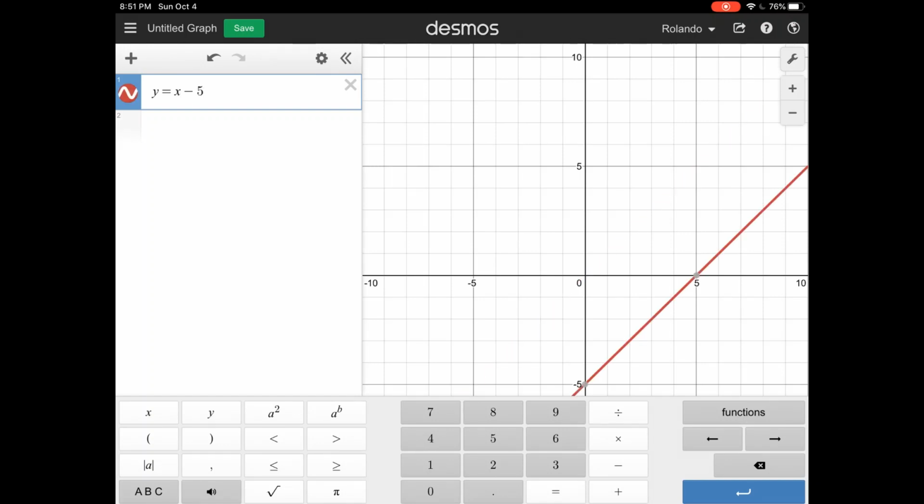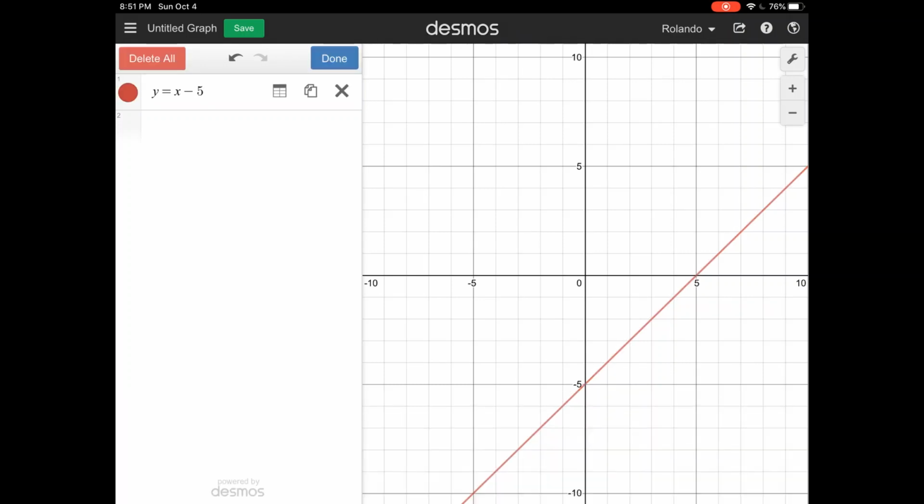Now notice that there's this gear on the upper right corner of the equation window. So I'm going to press that. Now I have the option of having a table, duplicating the function, or changing the color of the graph. But I want the table of values. So I'm going to click on the table of values right here.